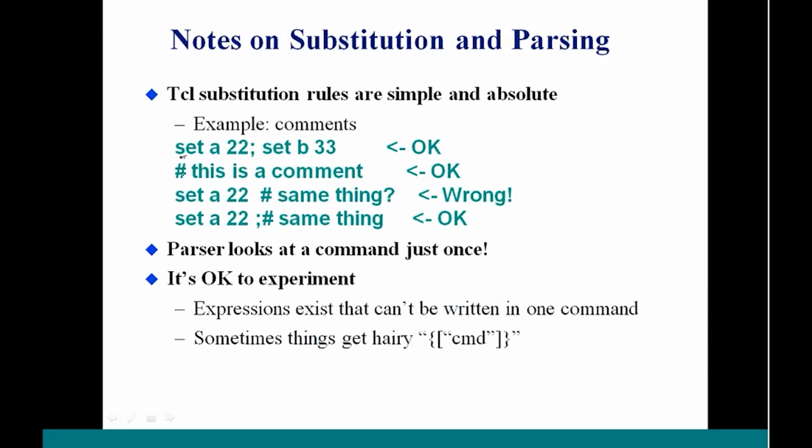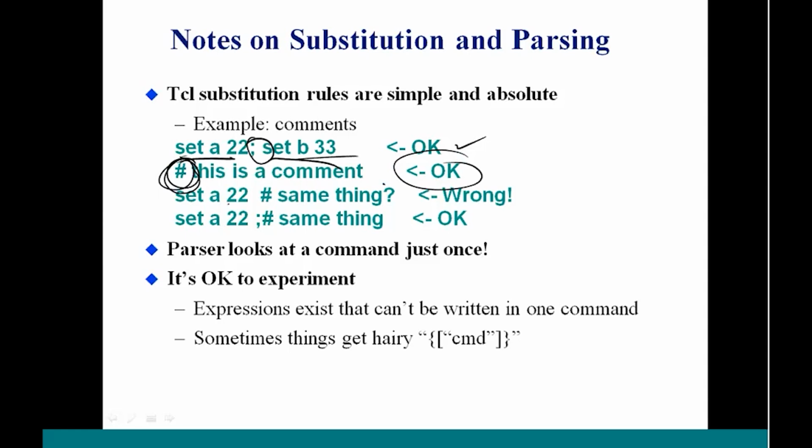So here we do set A 22 colon set B 33. This is okay because we have a colon, so that we know that this is one command and this is another command. Now we have a command comment. A comment is always preceded by the hash symbol, and here, hash, this is the command. This is also okay because this happens in a new line, with the first character as the hash.